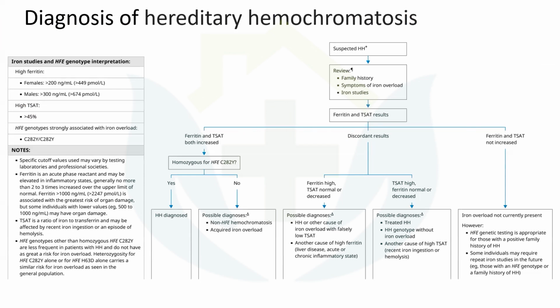So in those, we have to find out whether it is HH or other causes of iron overload. Similarly, if the TSAT is high and ferritin is normal or decreased, in that case the possible diagnosis could be HH genotype without iron overload, or the patient already treated for HH. And if the ferritin and TSAT are not increased, genetic testing is not appropriate, except for a positive family history. Then in those cases we will go for genetic testing.